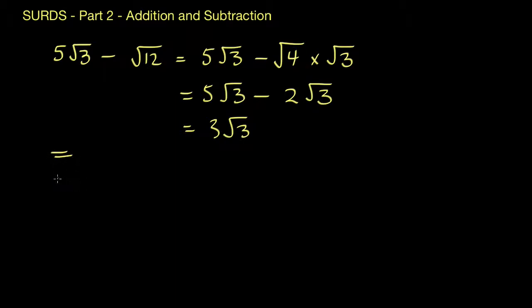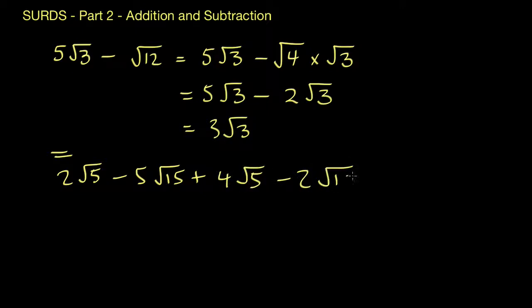Another example we could try would be 2 root 5 take away 5 root 15 plus 4 root 5 minus 2 root 15. Looking at these surds here, you're going to think to yourself, well, maybe I can simplify them. The easiest way to do it is to have a look at 15 and ask yourself, what are the factors, and are any of those factors square factors? So 15 is either going to be 15 multiplied by 1, or we could try 3 times 5. There are no other factors there. Looking at these, none of them are square factors.